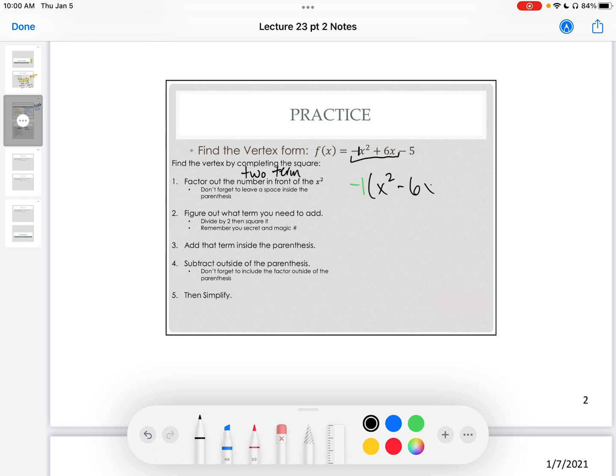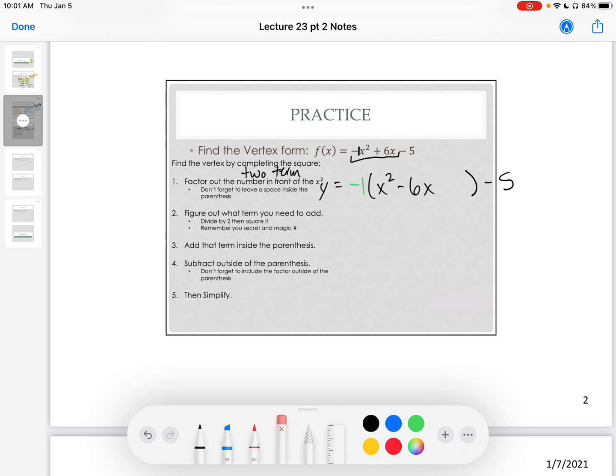minus 6x. Now, remember how we would leave a space for the magic number? We're going to leave a space in parentheses for the magic number there. And then the -5 is going to go on the outside, and the reason is we can't move that -5 over to this side of the equation because that's where the y is. So instead, we're going to move it on the outside of the parentheses, and then we're going to leave a space in the parentheses there for our magic number.